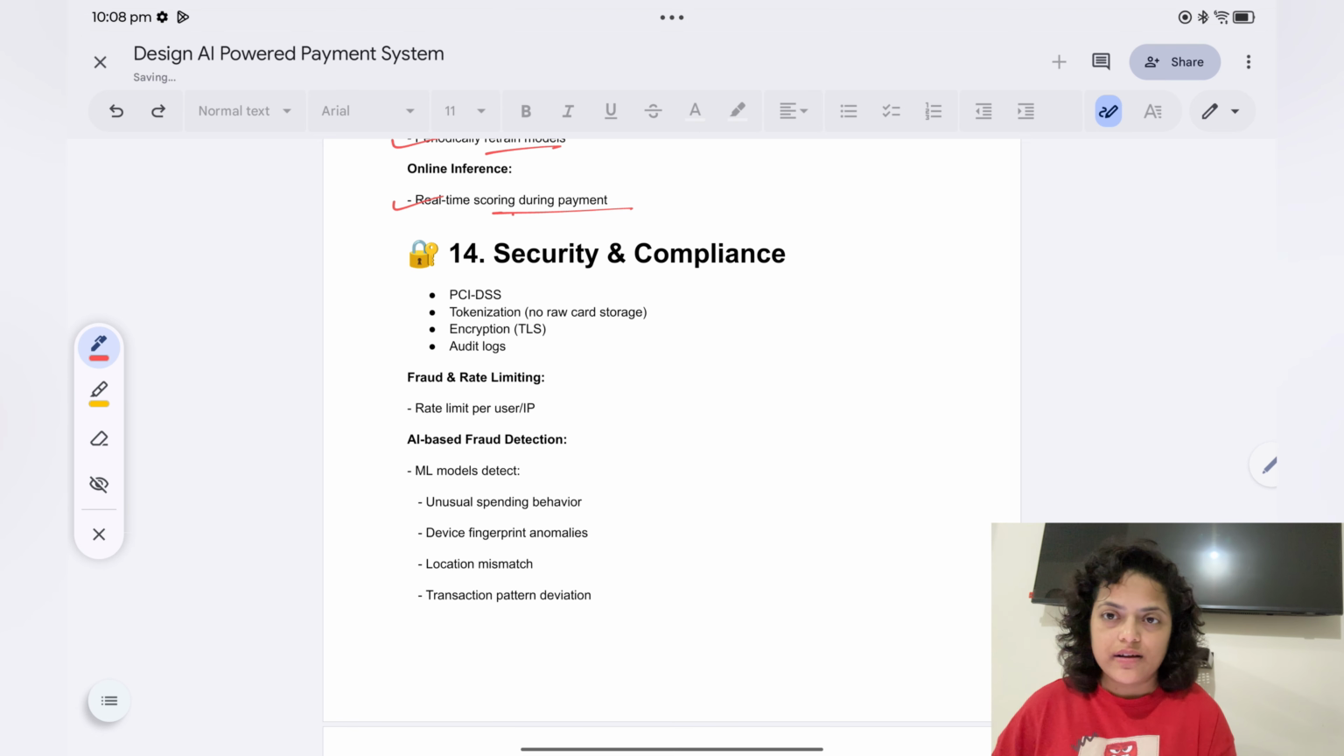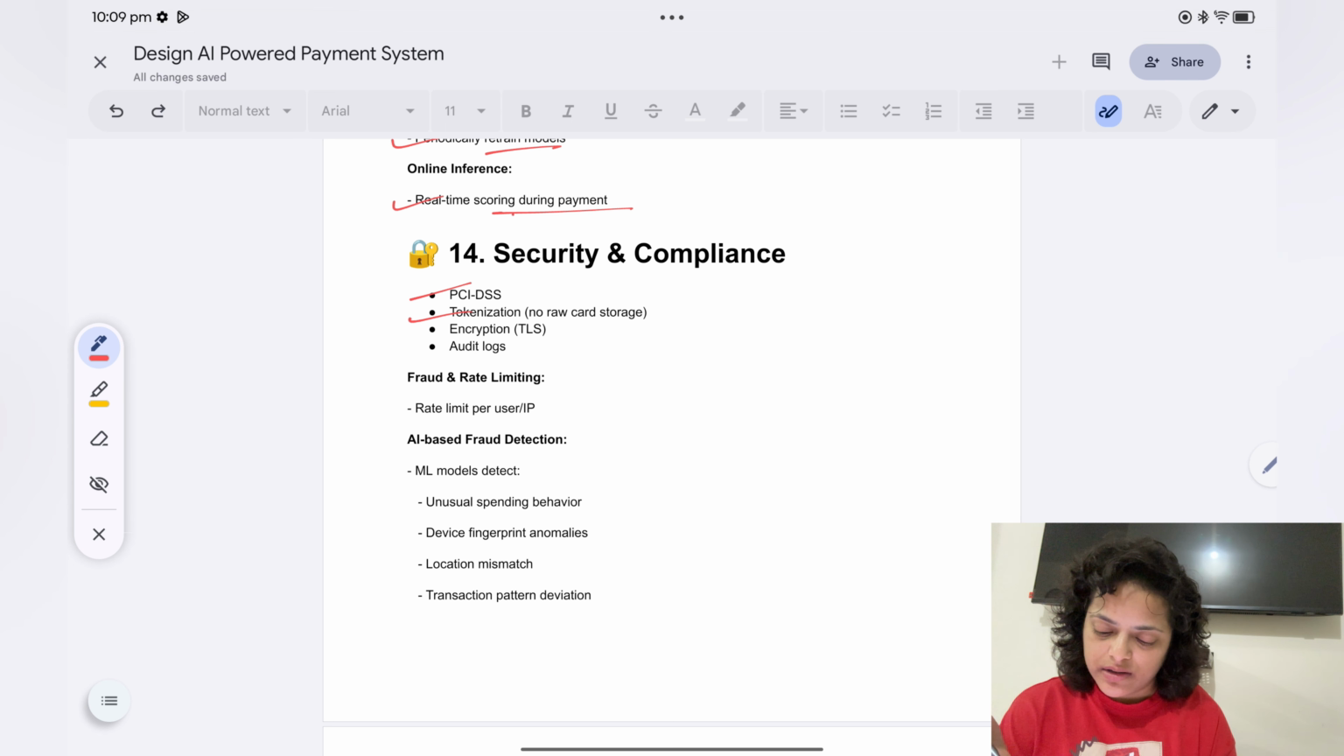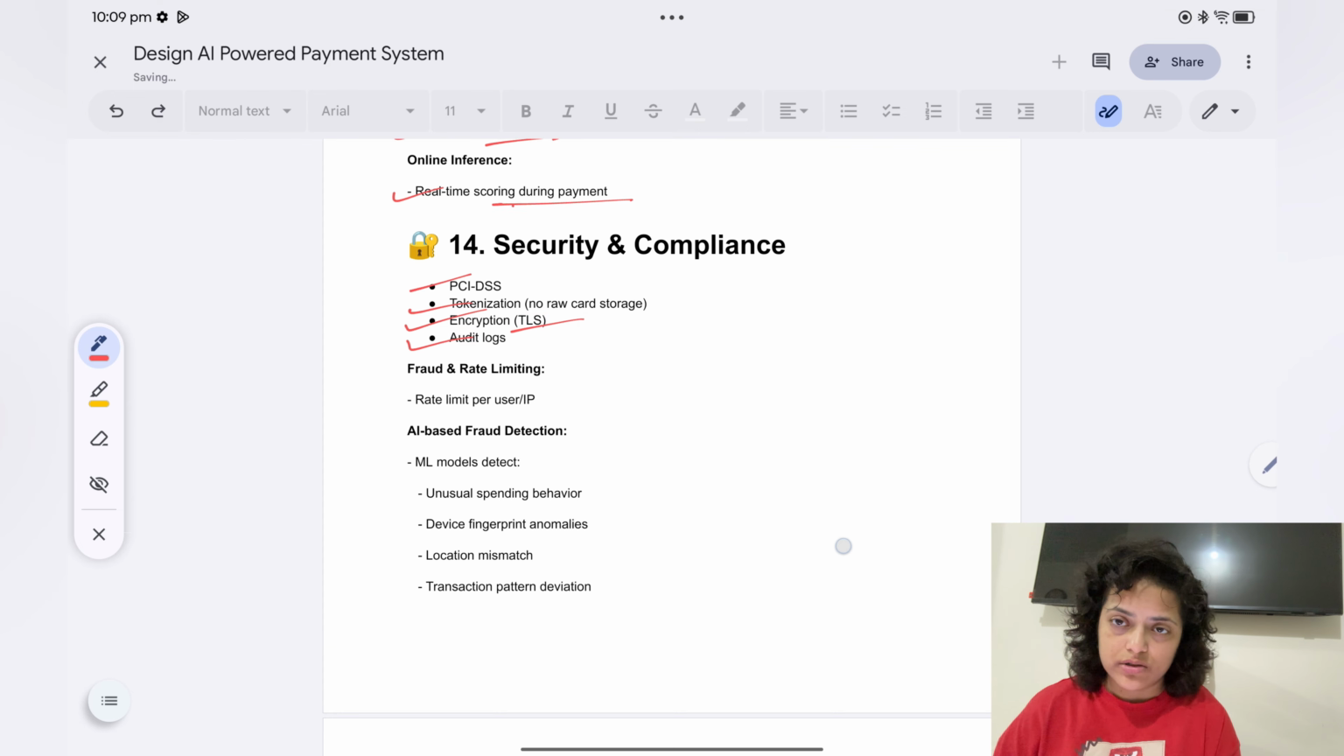Now security and compliance. It should be PCI-DSS compliant. We have already discussed it. Tokenization also we have discussed. We don't store any card details; the bank or someone else will give us the token and we store that token. Encryption, we will be using TLS there, and then audit logs.